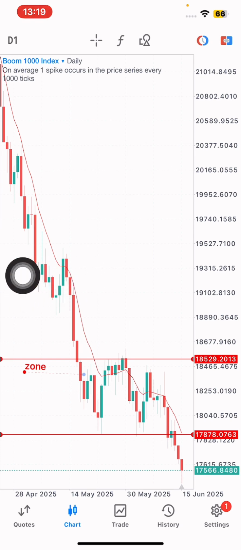But currently, Boom 1000 is technically bearish, so we are going to take advantage of Boom 1000 so that I can see if we can grab this market downwards to the next level.